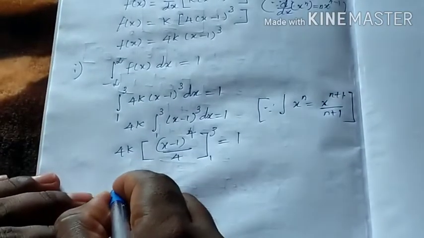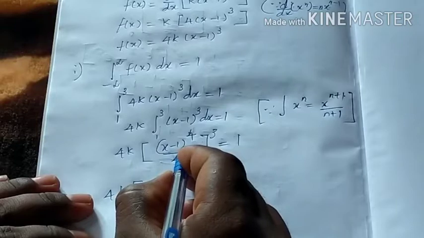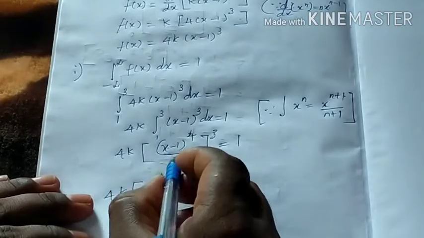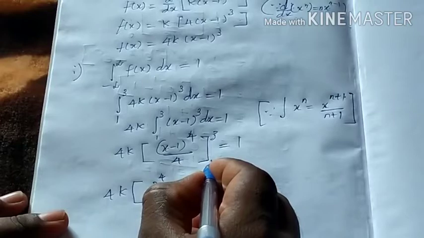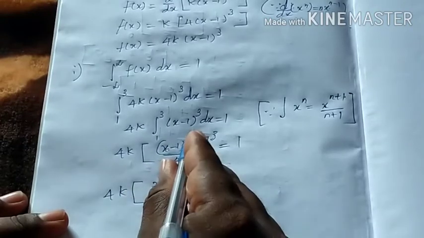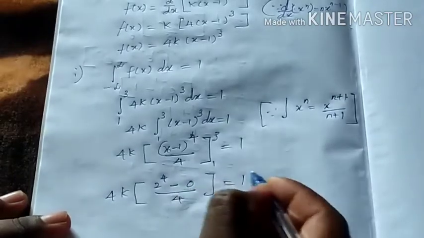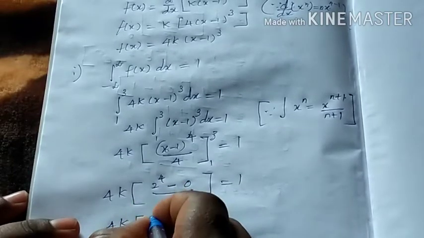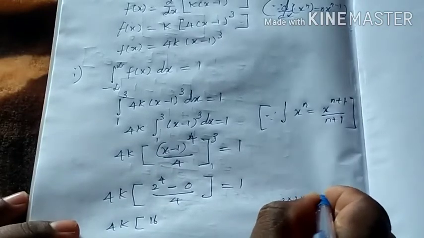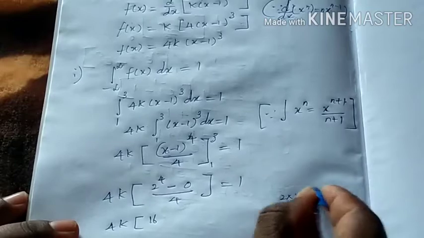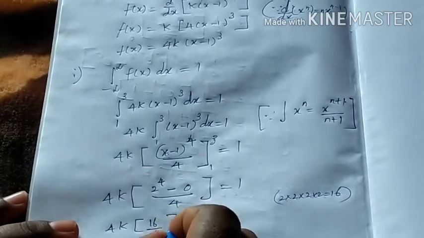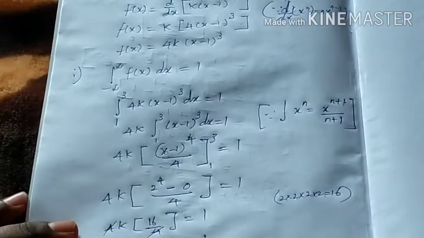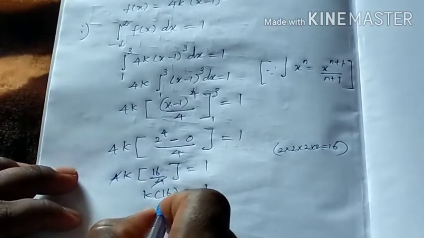Then 4k into, substitute the upper limit: 3 is the upper limit, so 3 minus 1 is 2, 2 power 4. Upper limit minus lower limit: lower limit is 1, 1 minus 1 is 0, and 0 power 4 is 0. Whole divided by 4 equals 1. So 4k into 2 power 4, which is 16: 2 times 2 is 4, 4 times 2 is 8, 8 times 2 is 16. 16 divided by 4 equals 1. Making the cancellation, 4 and 4 cancel, and the remaining term is k into 16 equals 1.